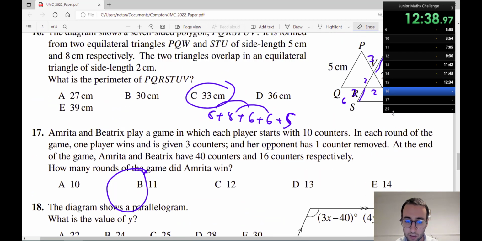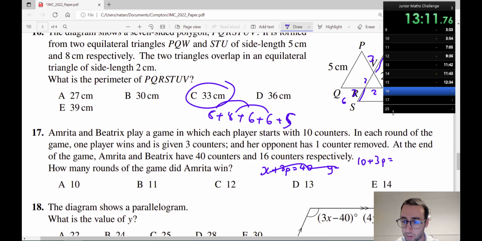Let's write this out. Rita and Beatrix play a game in which each player starts with 10 counters, and each round in the game one player wins and is given 3. So x plus 3p equals 40, and points per round, and y minus, they both start with 10. So 10 plus 3 times something equals 40.